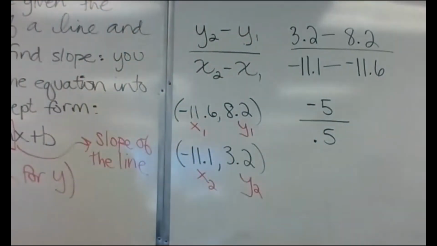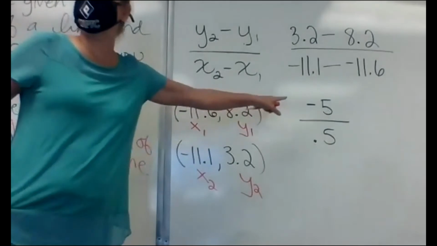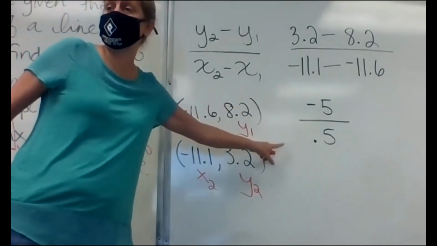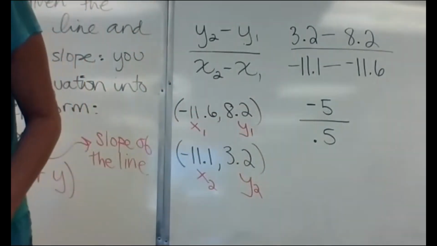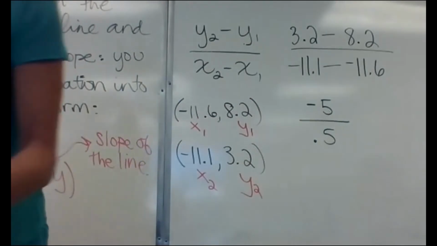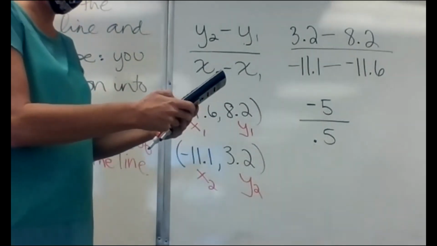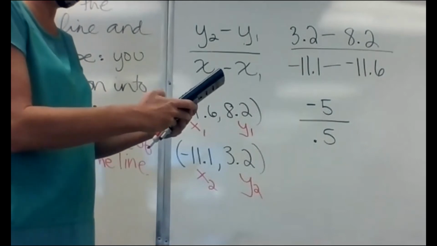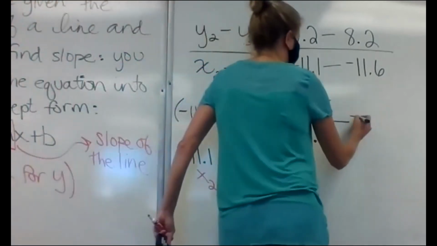Now, it does say to simplify your answer. So what do I need to do? Type this into my calculator. So negative 5 divided by 0.5 gives me negative.